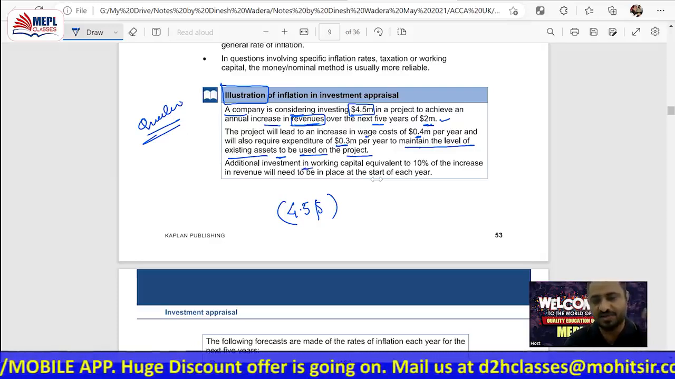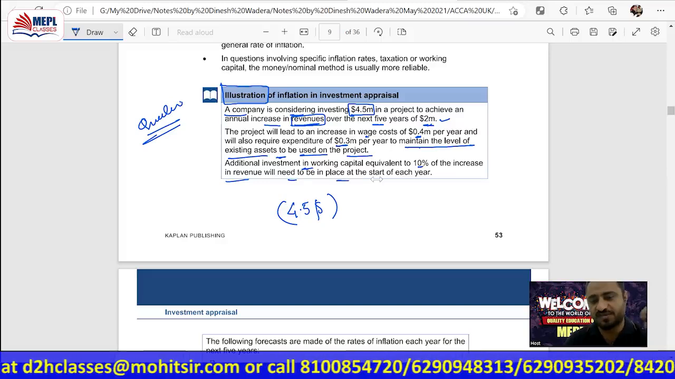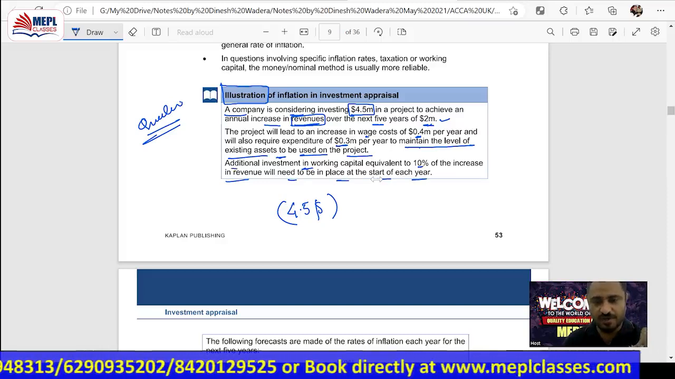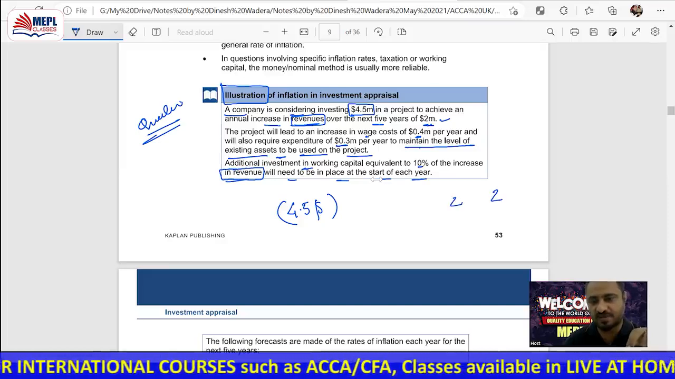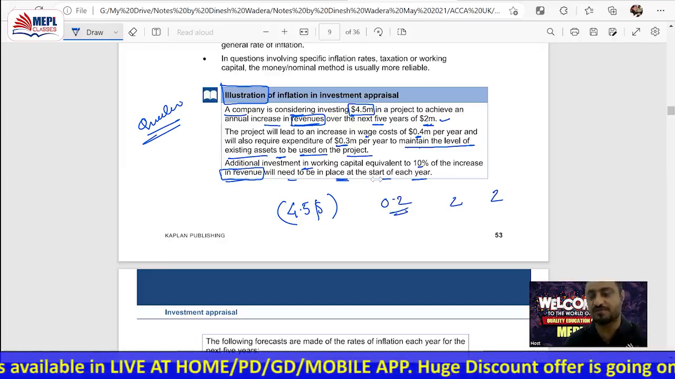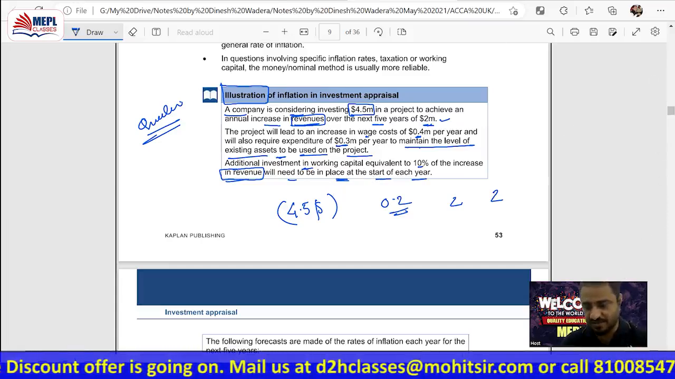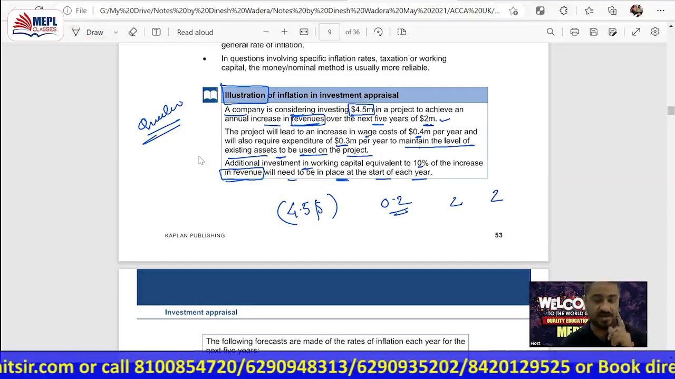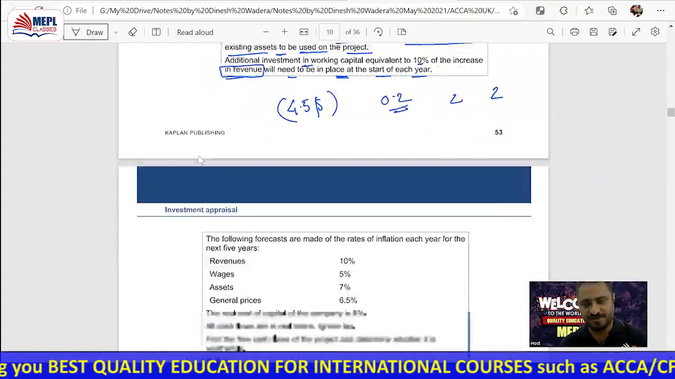Additional investment in working capital equivalent to 10% of an increase in revenue will need to be in place at the start of each year. So whatever your revenue will be in next year, suppose in second year your revenue is expected to be 10 million. So 10% of that, 0.2 million, you will have to invest in working capital. So a lot of additional things are given here. Considering all those factors, you are expected to first derive the correct cash flow and then apply the given discount rate to find the net present value.